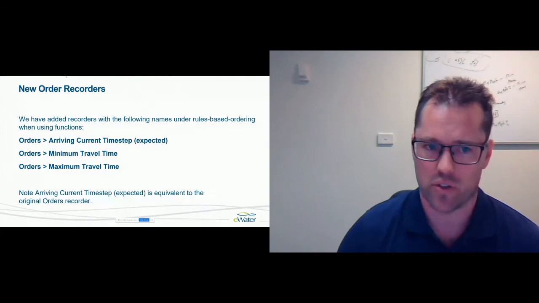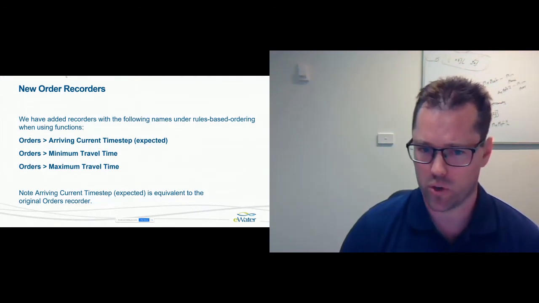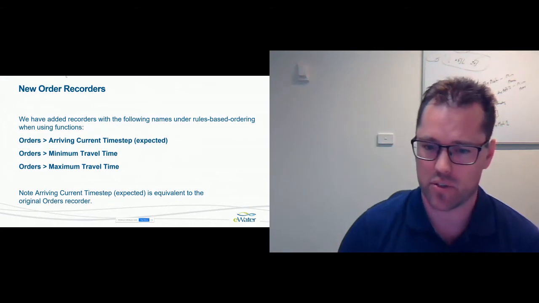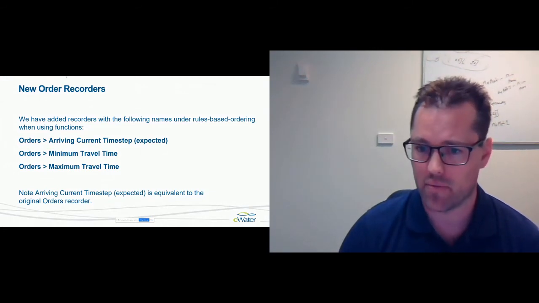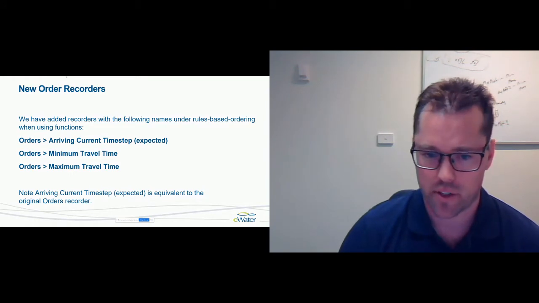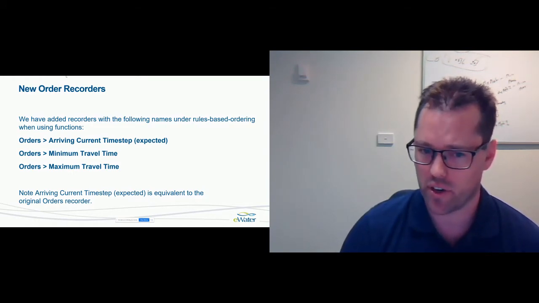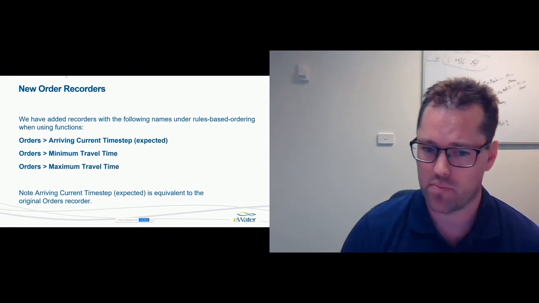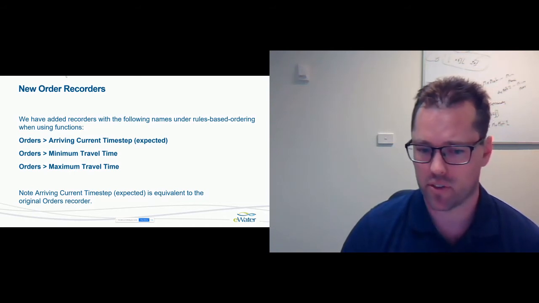We've also included some new order recorders. You can get access to a lot of data from the recorders, but not all of that data is necessarily available through modeled variables and functions. So we've included, under the orders for every node, the orders that are arriving in the current time step or the expected order, and the orders at both minimum and maximum travel times.